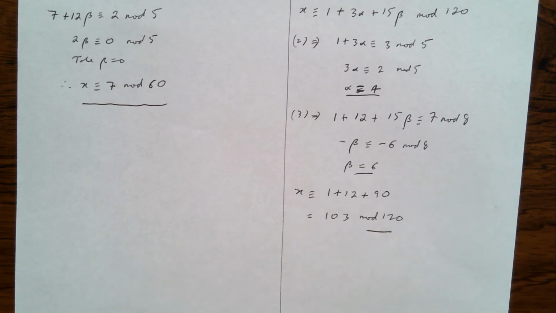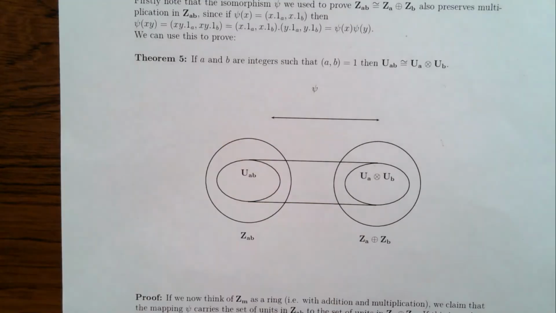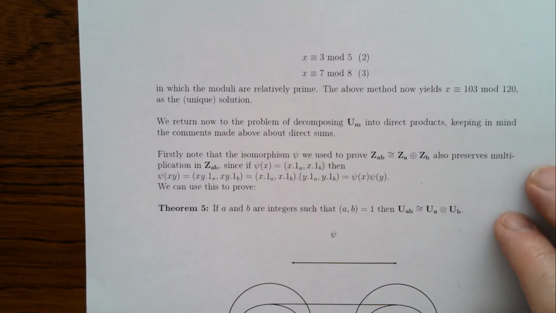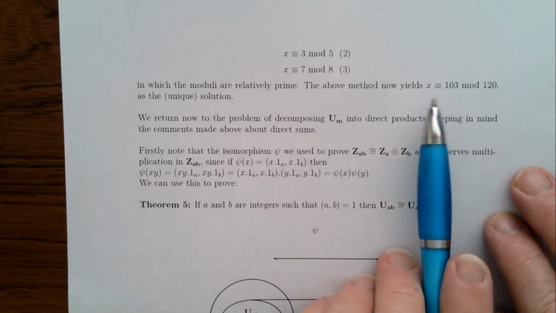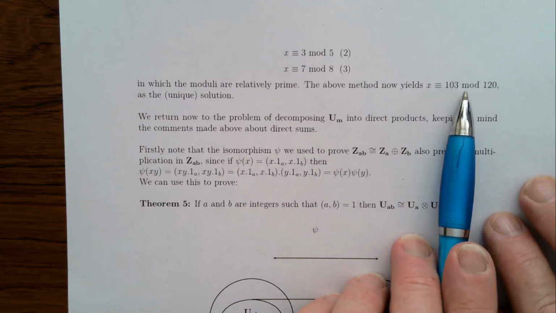So that's a nice application of the abstract algebra back to the number theory, and that's what we just saw here. There was a unique solution to that system. It was 103 mod 120.